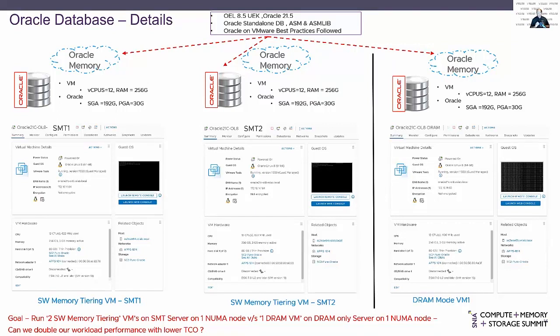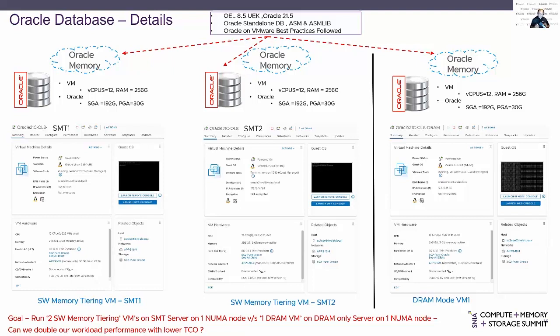And from an Oracle memory perspective, that's what the Oracle SGA and the PGA stand for. The SGA stands for the System Global Area. The PGA stands for the Program Global Area. We set the SGA and the PGA to 192 gigs and 30 gigs across the board, which means for all 3 virtual machines. And our goal for today is to run 2 software memory tiering virtual machines, which means 2 such virtual machines on the software memory tiering server, the server on the left-hand side, on 1 NUMA node, versus running one such virtual machine on the DRAM only server.